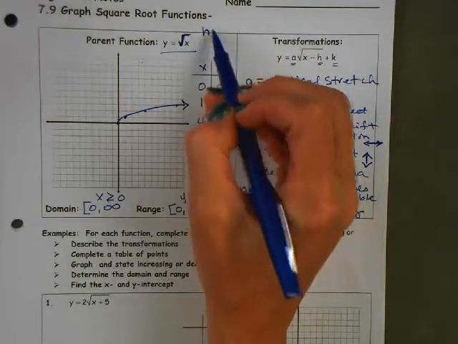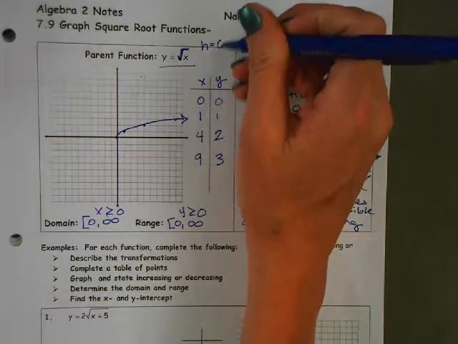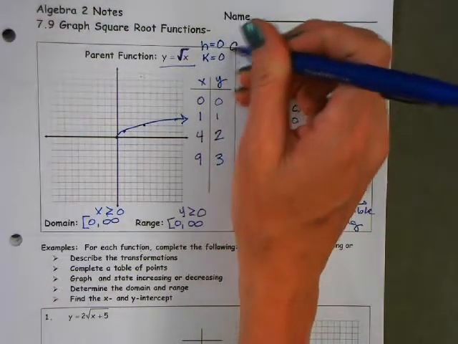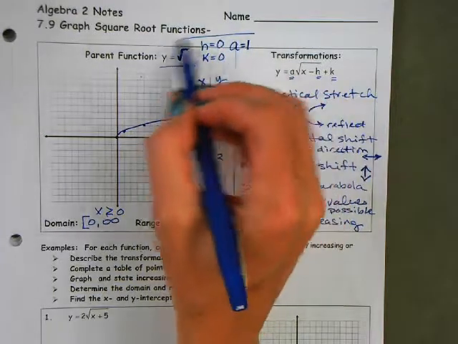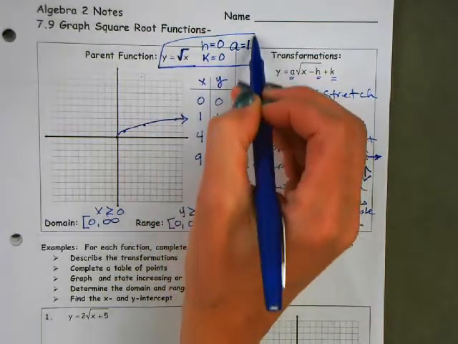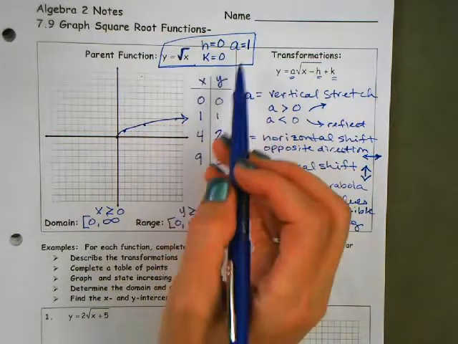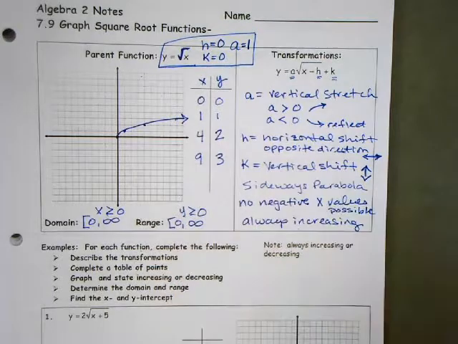What's h on this one? What's h on this parent? Square root of 0. 0. What's k on this one? And what's A? 1. Okay, so H and K always exist. H and K always exist, and A always exists, but if you don't see them, those are the default values. Okay? So they're always there.